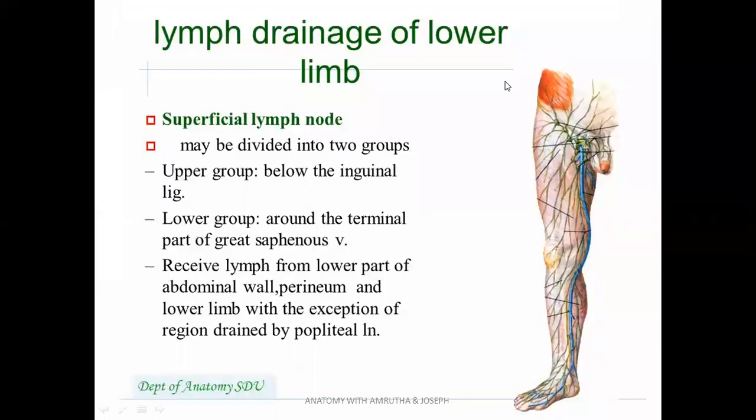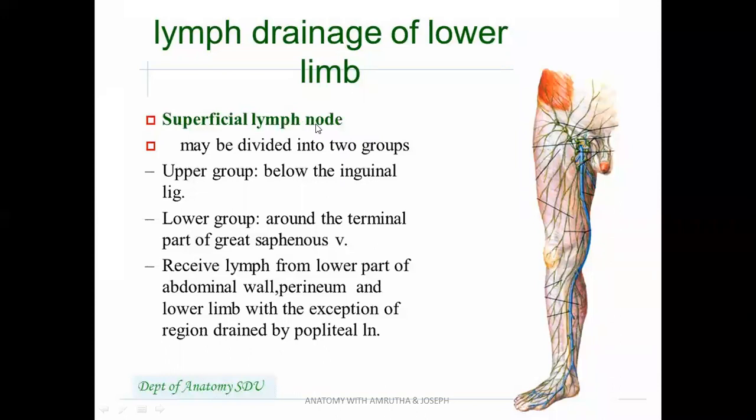We will see today lymphatic drainage of different areas of the body. So first we will see the lower limb lymphatic drainage. Now the lymph nodes are arranged in two groups: superficial group of lymph nodes and deep group of lymph nodes. This can be seen in all the parts of the body that there are two groups, superficial and deep groups.